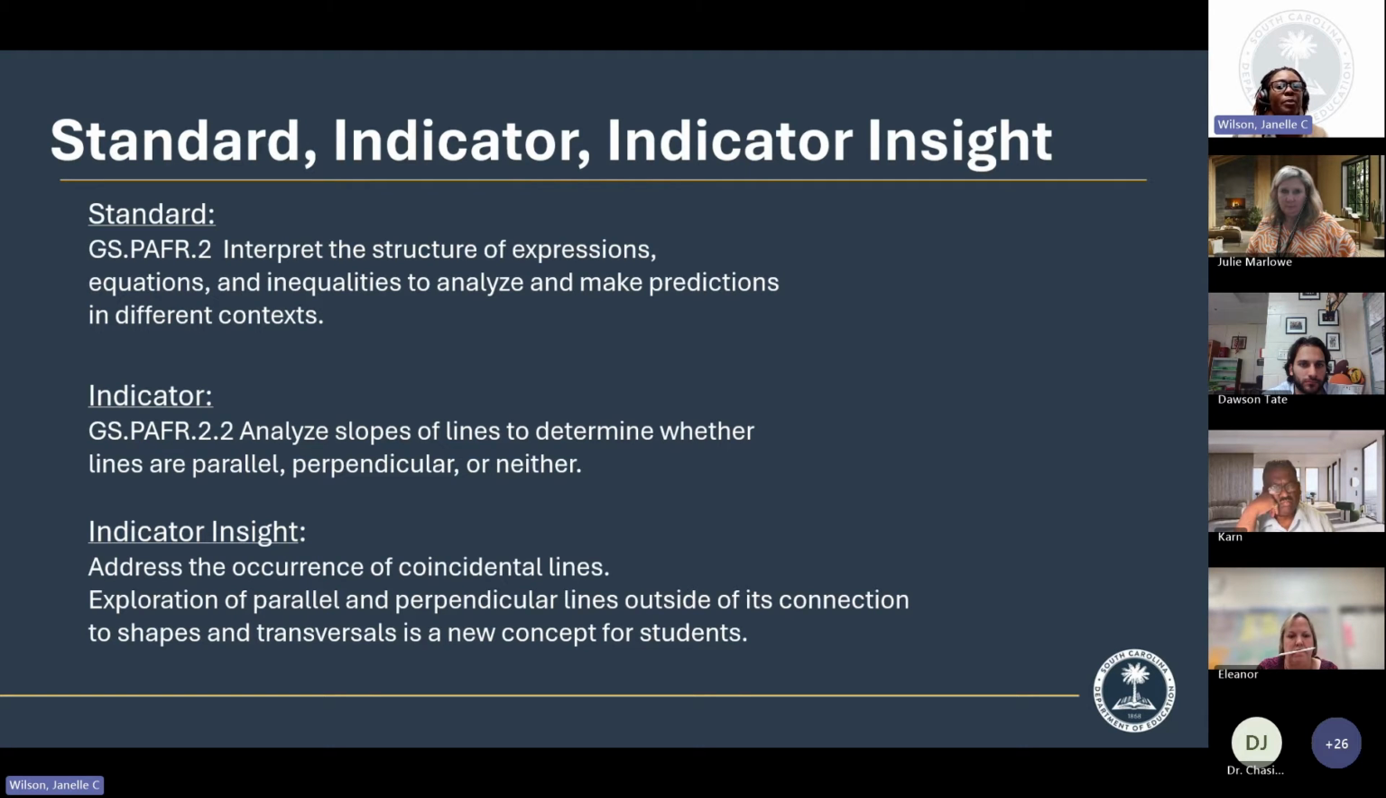Exploration of parallel and perpendicular lines outside of its connection to shapes and transversals is a new concept for students. So before now, students would have been exploring parallel and perpendicular lines using parallel lines and transversals. So now this is going to be outside of that scope. What mathematical process standards are we going to see during this indicator? Or could we possibly see during this indicator?